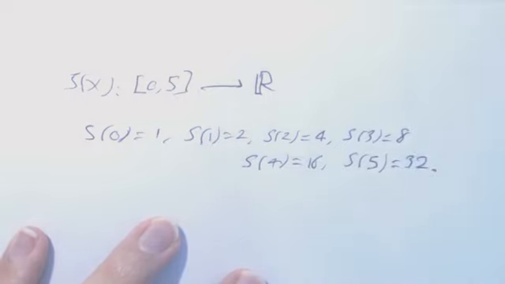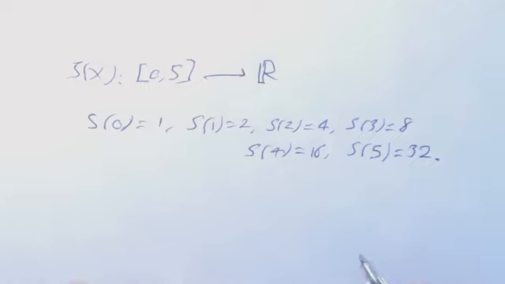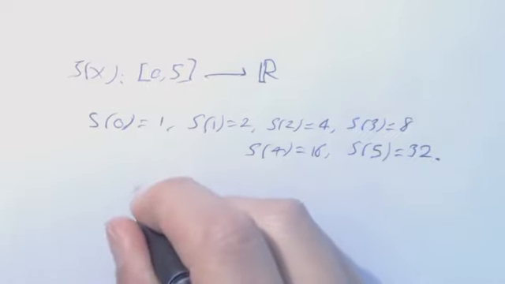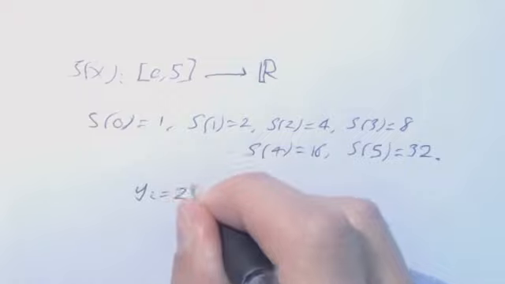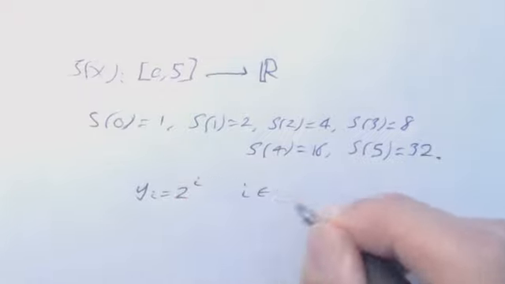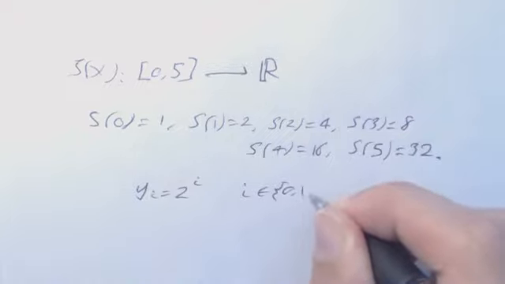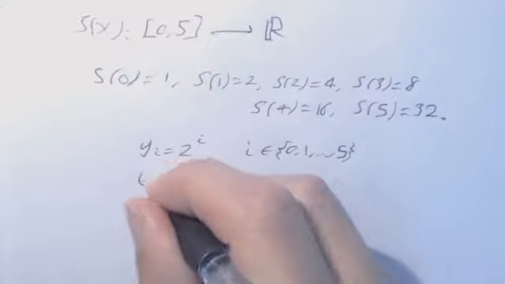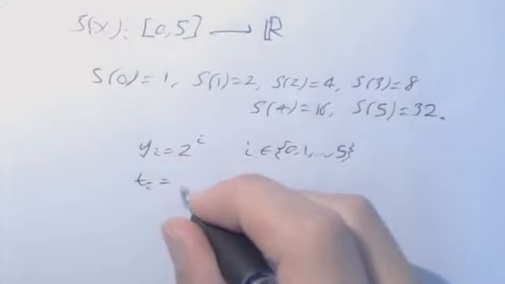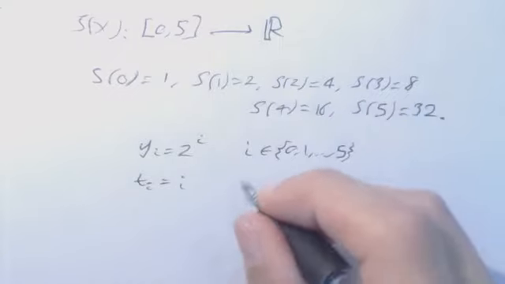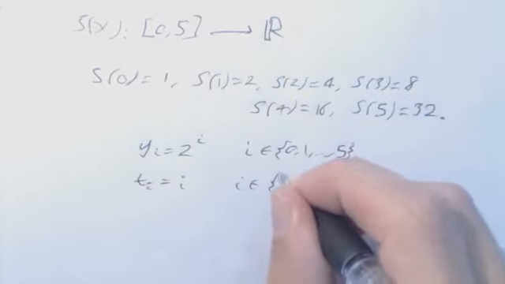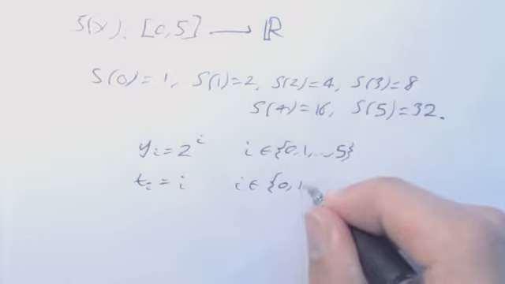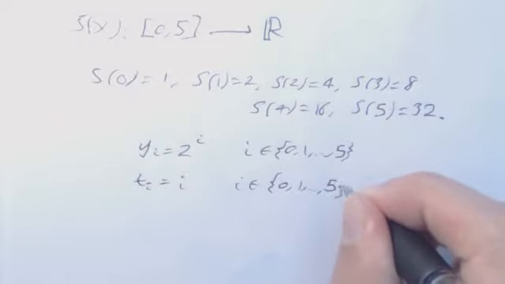Okay. So our input data are yi equals 2 to the i for i in the range 0, 1, 2, up to 5. The ti are i for i in the range 0, 1, 2, up to 5.